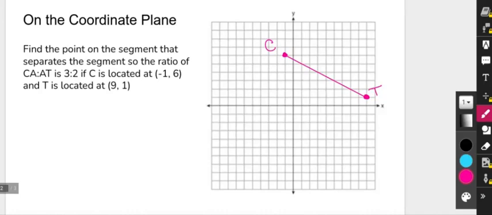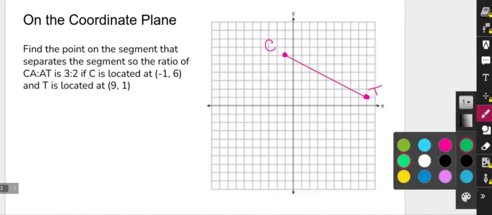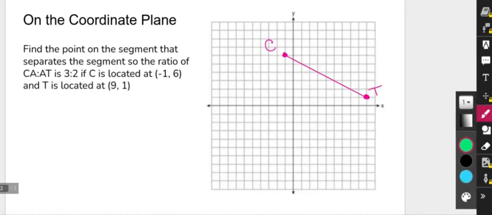Now it says that we need to break it up so that the ratio of CA to AT is 3:2. What that means is that A is between C and T, and that from C to A we would be 3 parts in, and A to T would be 2 parts. So altogether we need to add 3 plus 2 to give me 5 parts total.